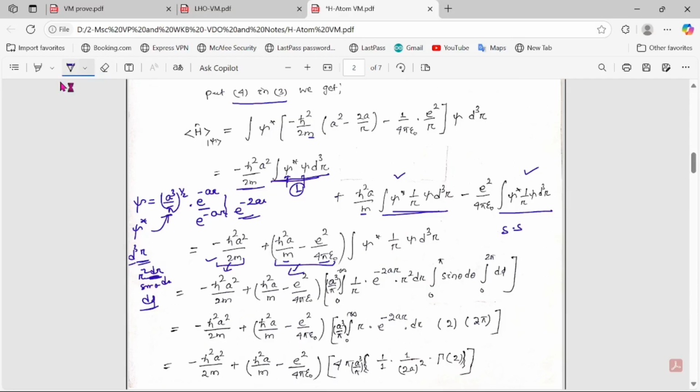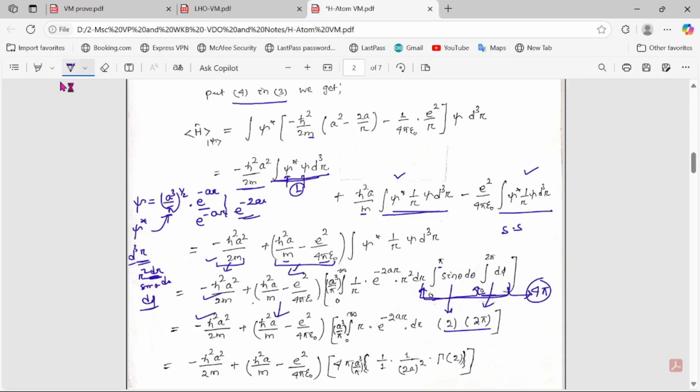And the second integration will be sin theta d theta, with integration limits 0 to pi, that we know, and phi d phi, with integration limits 0 to 2 pi. And these two integration values are nothing but 4 pi, as we discussed above. Okay, 4 pi, or this value is 2 and this value is 2 pi, so obviously it will be 4 pi.